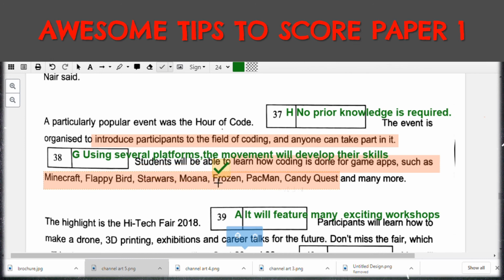38. Now, students will be able to learn how coding is done for game apps such as Minecraft, Flappy Bird, Star Wars, Frozen, and many more. So these are the platforms that can help develop their skills. Whose skills? The participants' skills. That's why their skills.